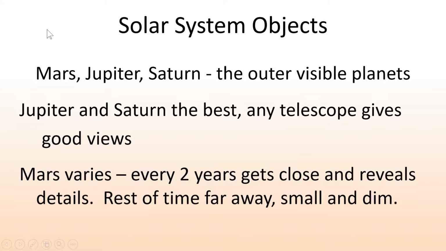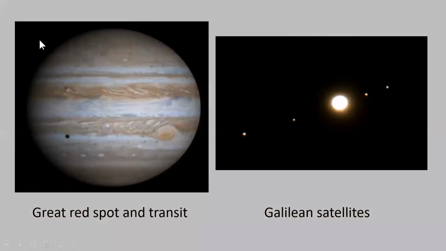Okay, now these 3, what I call the big 3: Mars, Jupiter, and Saturn. So there's Jupiter in a big scope. And here you can see one of the moons' shadows going across Jupiter. And here you'll see something called the Great Red Spot, which in a moderate sized telescope, if the Great Red Spot is facing us, is easy to see.